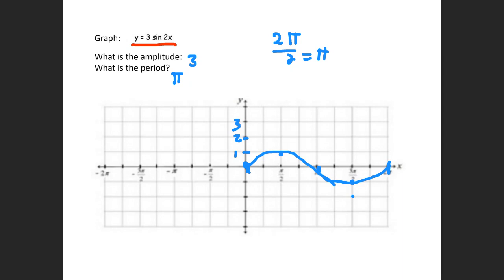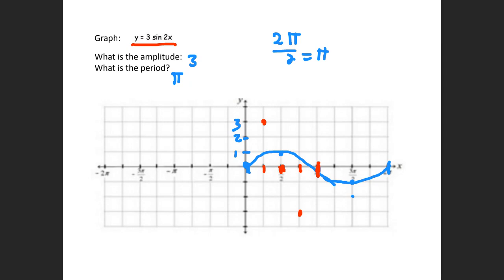So right here, I always break it up into 4 points. So 1, 2, 3, 4. So this will be the highest, and my amplitude is 3. So now it's going to go up to 3. It's going to hit 0. It's going to go down to 3. And then it's going to go to pi.